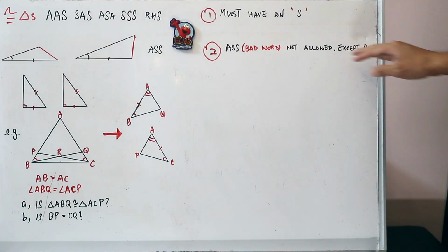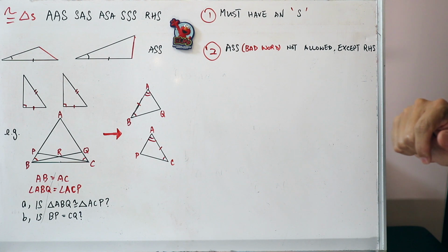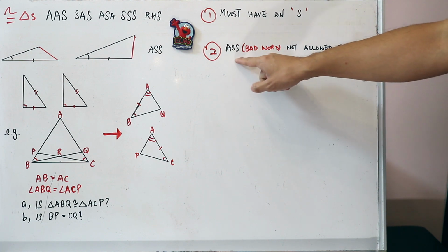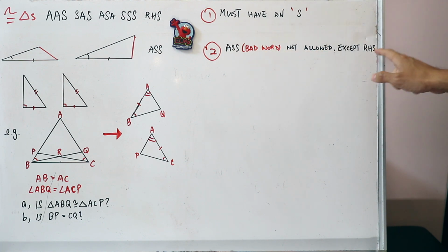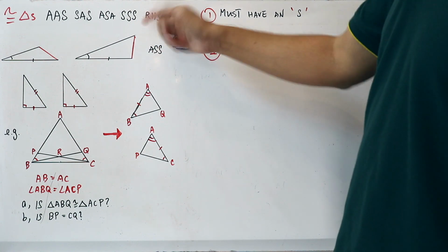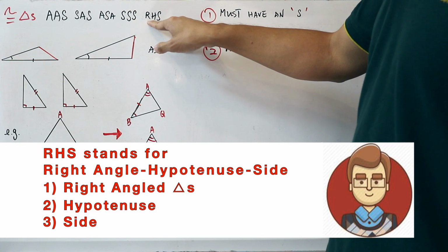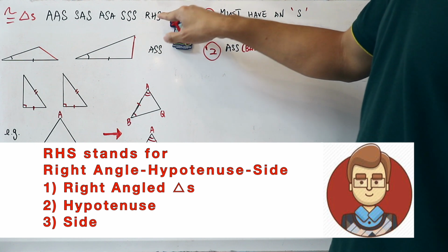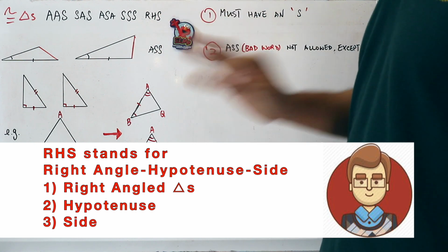For tip number 2, there's actually some additional information that I have to tell you. Although ASS is not allowed, RHS is. What is RHS? RHS, as you can see, there are 3 letters. It stands for right angle hypotenuse side. So we're talking about 3 things here.